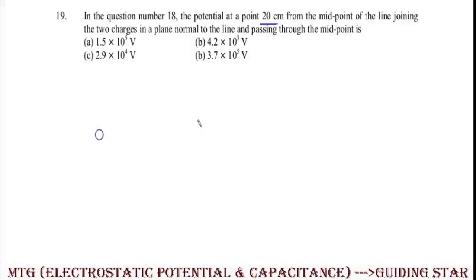These are two tiny spheres having charges, separated by 40 centimeter, and this is the midpoint. From the midpoint we'll take a distance of 20 centimeter upward. So this point is situated at a distance of 20 centimeter from the midpoint, so this is 20 cm and this is also 20 cm. Then what is it asking? Find the potential at this point.